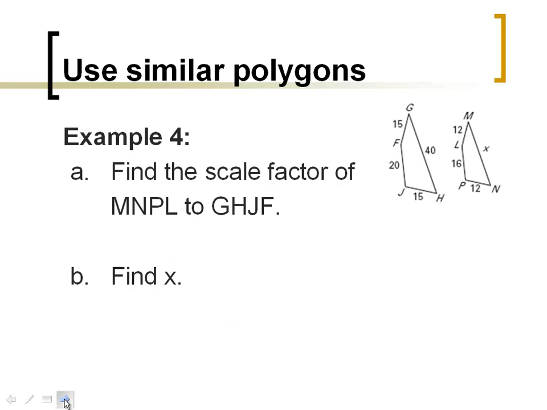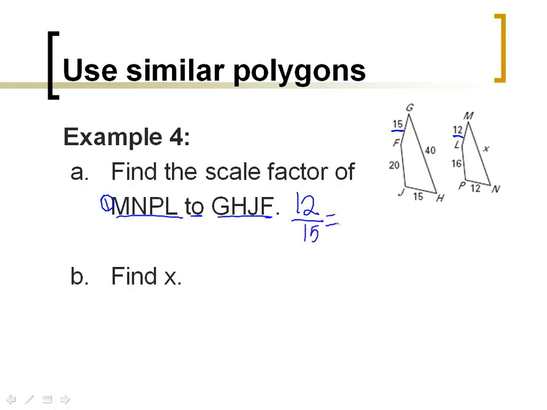Next, find the scale factor of MNPL to GHJF. And we want to find x. So first we need to find the scale factor. We don't need to go through all the sides. Let's just do one of them. Okay, and I'm going to pick probably the smaller ones. It says MNLP to GHJF. So I want to use this one first. So I'm going to use 12 right here. So I'm going to say 12 over my corresponding side length on GHJF is 15.